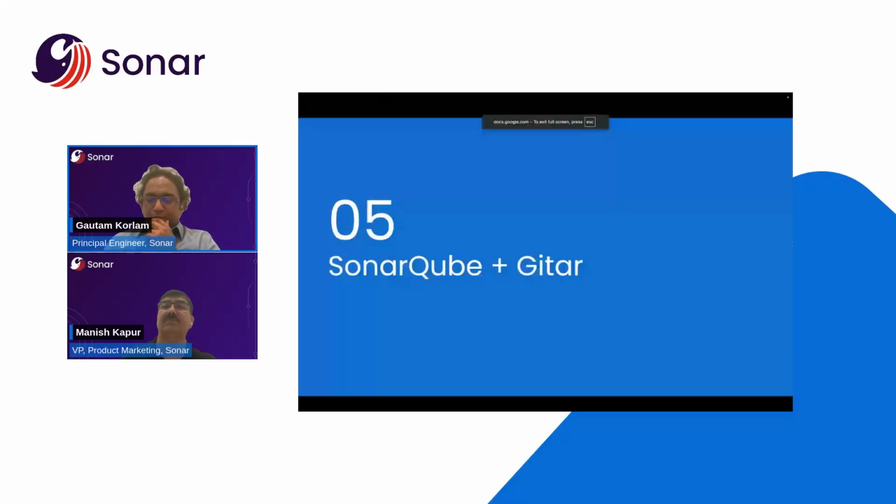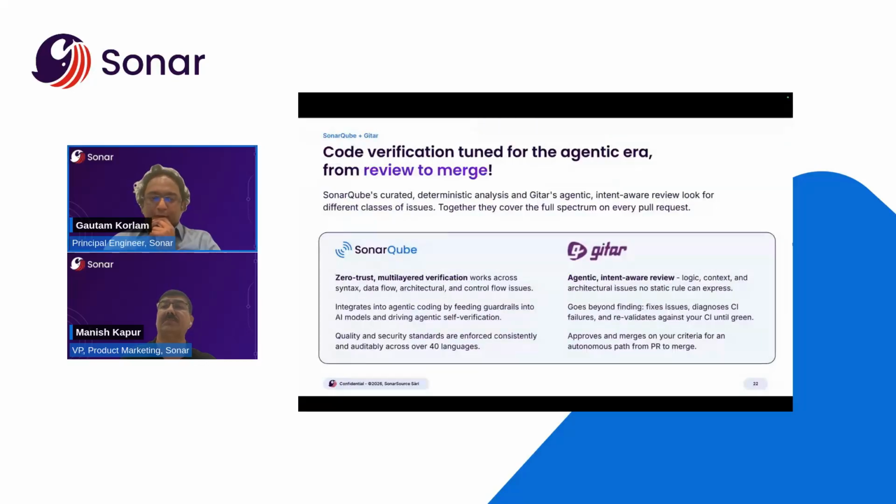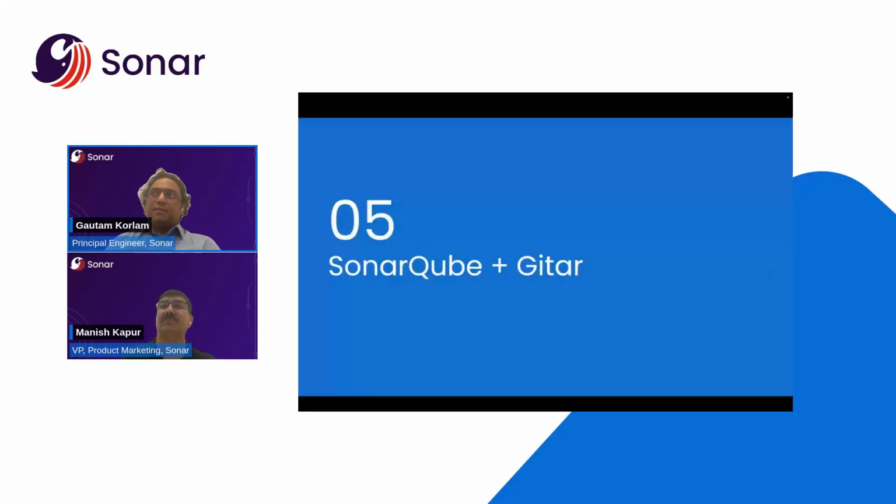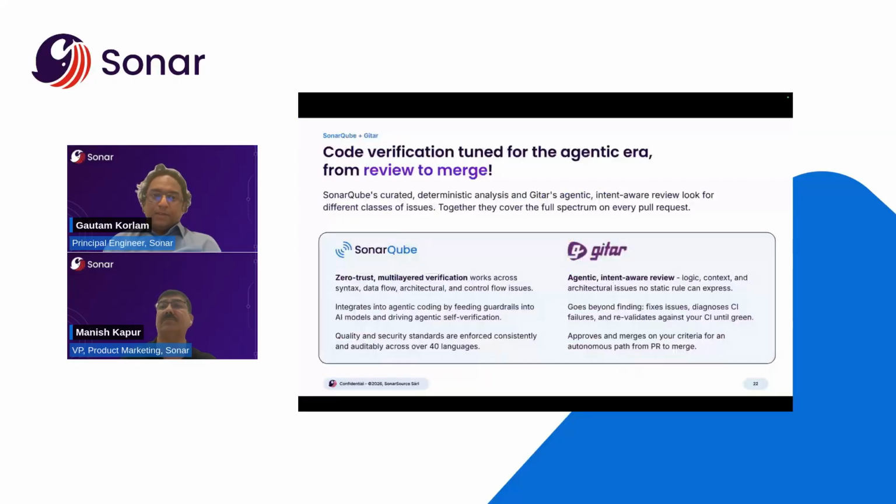All right, hope you folks enjoyed that demo. So let's talk a little bit about SonarQube and Gitar. I think this goes back to the multi-layer verification. How do they really work together? For the agentic era, we have tuned both the systems to provide a strong level of safety and make sure that we can take PRs from review to merge automatically. SonarQube has highly detailed deterministic static analysis tools, and Gitar has agentic intent-aware review, and they both look for different classes of issues, and together they cover the full spectrum.